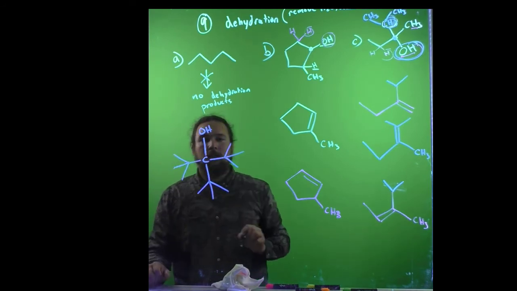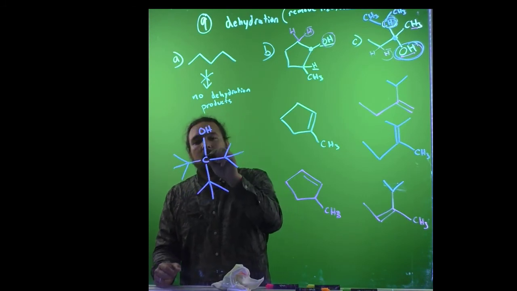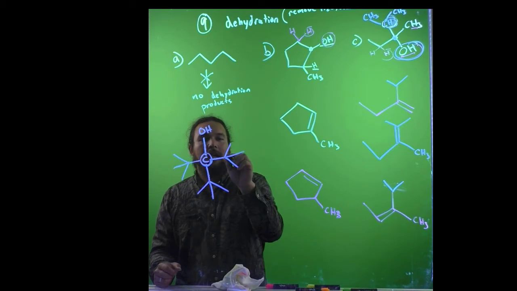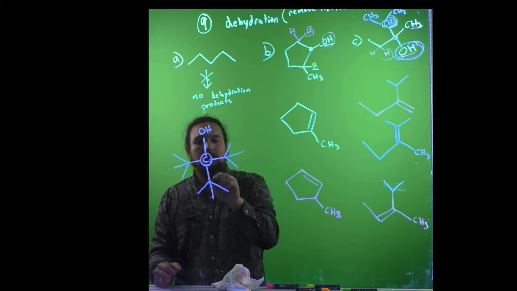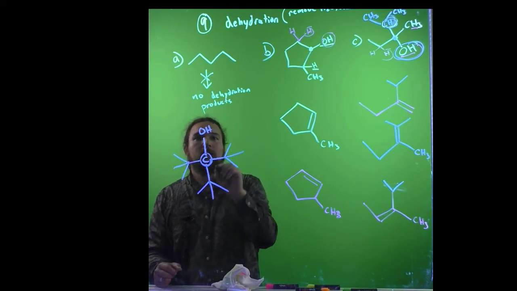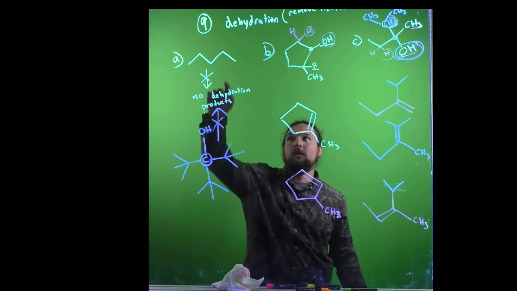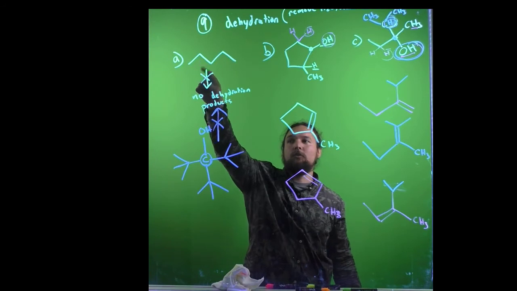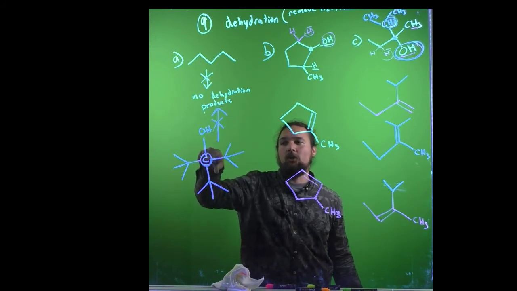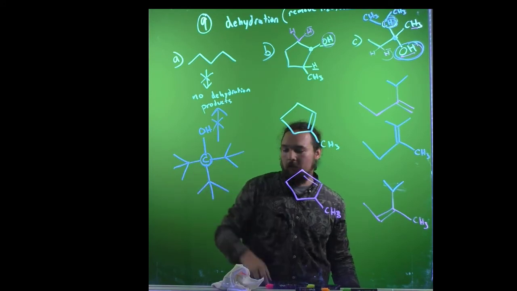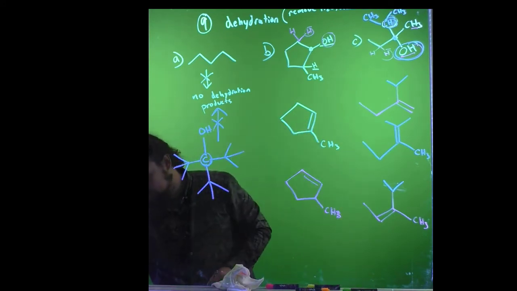in the case of this one, this OH is on this carbon right here. This carbon here next to it has no H's since these are all methyls. This carbon has no H's, this carbon has no H's. That would give us no dehydration products also. So we'll get no dehydration products if there's no alcohol to remove, or if the carbon with the alcohol has no hydrogens on any of the neighboring carbon atoms.